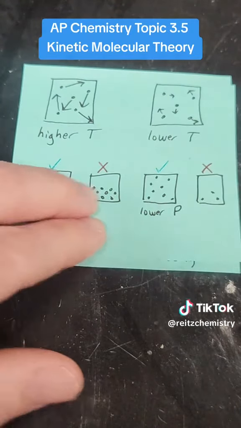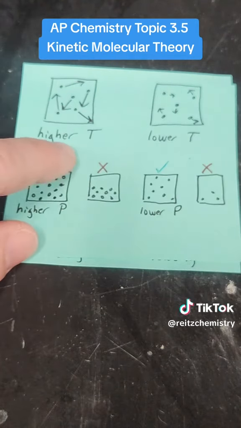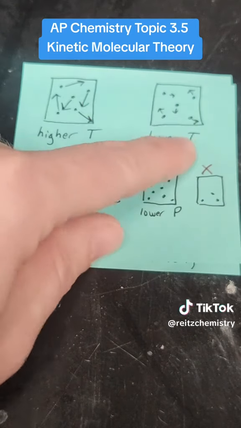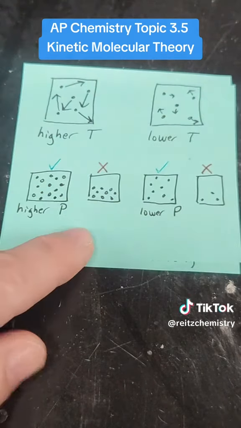So if we look at how we might draw this with a particle diagram, one way we draw this is by using arrows to represent movement. And so your arrows would be longer with a higher temperature, and they would be shorter with a lower temperature. Also notice that the particles are spread out in the box, and we can see this down here.